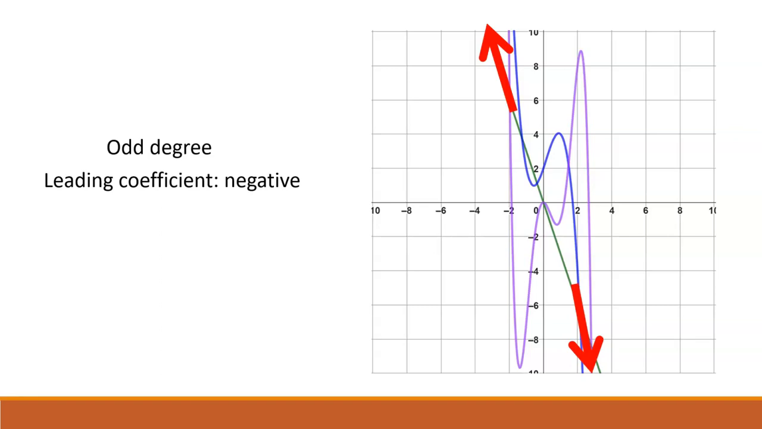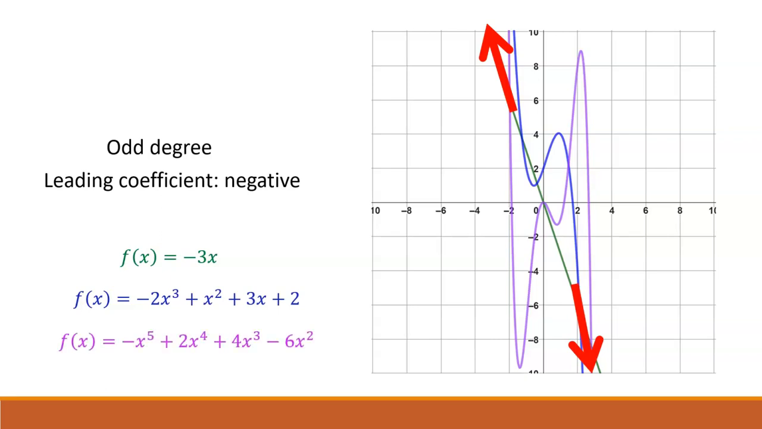Now here are the equations for the 3 functions. The green line is f of x equals negative 3x. It's a first degree function because the power on the x is a 1, and the leading coefficient is a negative 3. The blue function is this one. It's an odd degree function because the highest exponent is 3, and the leading coefficient is a negative 2. And this is the purple function. It's an odd degree function because it is a 5th degree function, and the leading coefficient is negative 1.